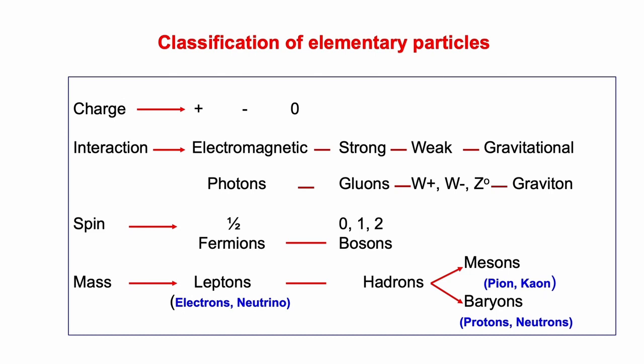Leptons for light particles and hadrons for heavy. Hadrons are further classified into mesons and baryons. Baryons are the heaviest particles known, followed by mesons. Pions and kaons are examples of mesons, whereas protons and neutrons are examples of baryons. Electrons and neutrinos are examples of leptons.